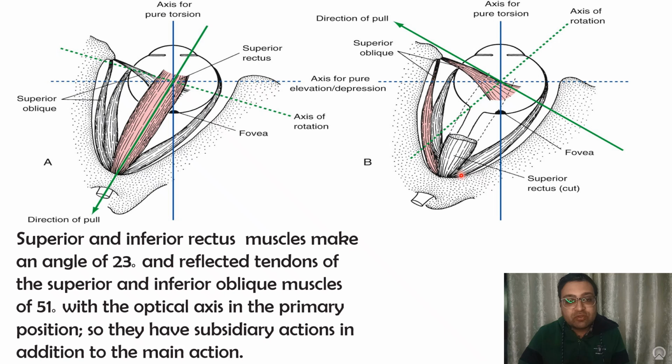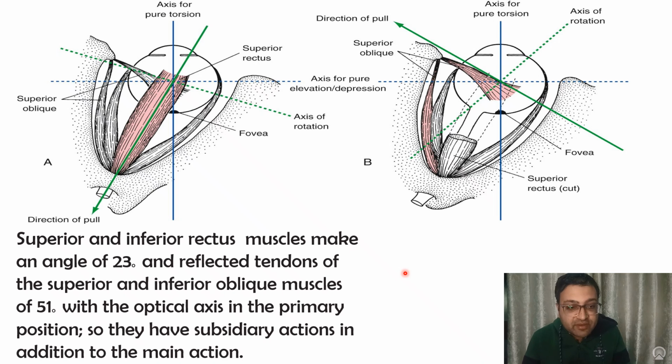Now when we look at image B, this is the superior oblique, this is the trochlea and this is the insertion. This is the visual axis, this is the fovea. So superior oblique is inserted at an angle of 53 degrees to the visual axis. So what does that mean? Let us read what I have already written.